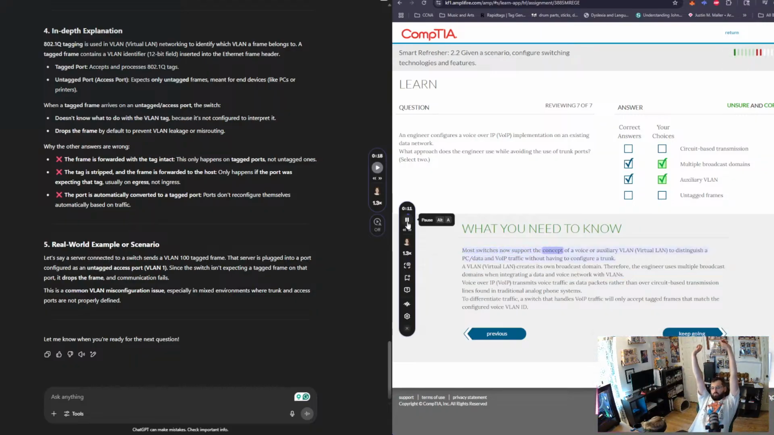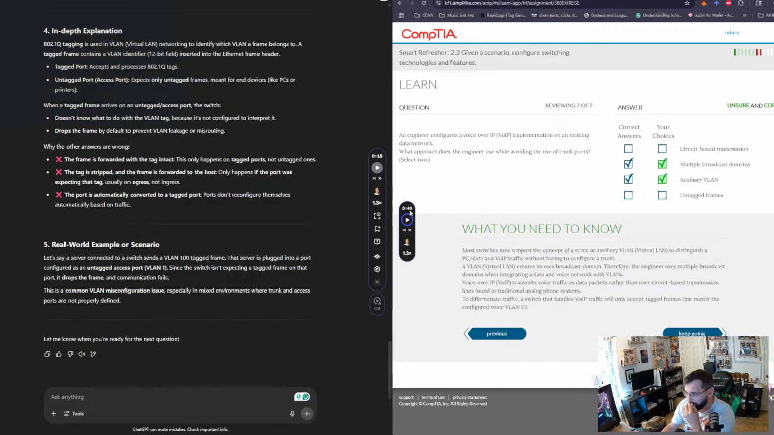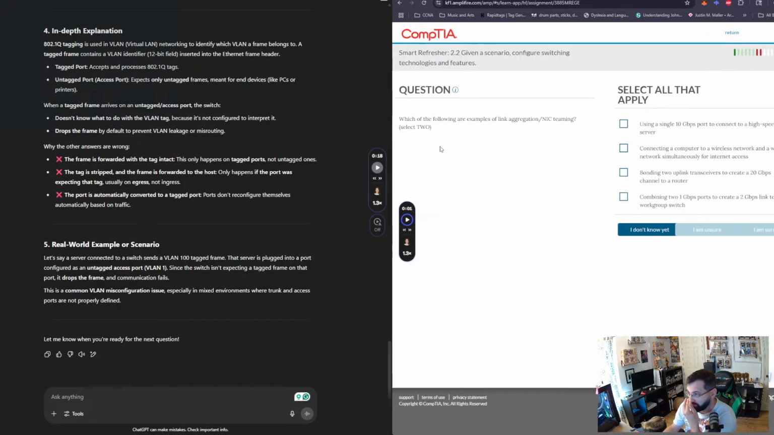Most switches now support the concept of a voice or auxiliary VLAN, virtual LAN, to distinguish a PC's data and VoIP traffic without having to configure a trunk. A VLAN creates its own broadcast domain. Therefore, the engineer uses multiple broadcast domains when integrating a data and voice network with VLANs. Well, I'm glad that happens because everything is VoIP now. Okay, let's keep going.